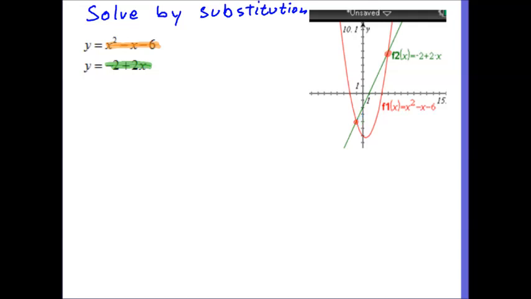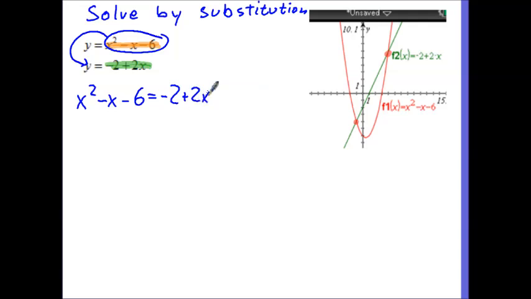So how do we solve this by substitution? We can see both equations are actually solved for y, so we can use this right part of the top equation and plug it into the bottom equation for y. That way we eliminate the variable y. That's why we call it substitution. And we end up with x squared minus x minus 6 is equal to negative 2 plus 2x. Now this is the equation we're going to solve now.